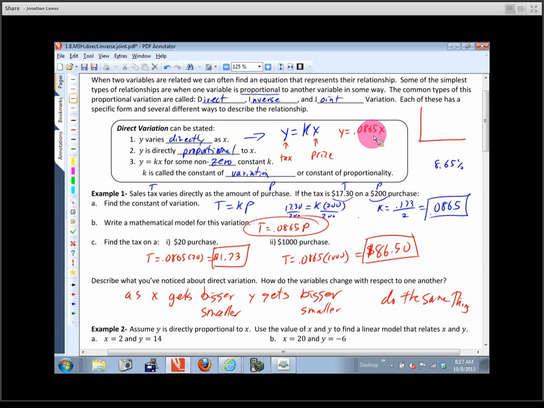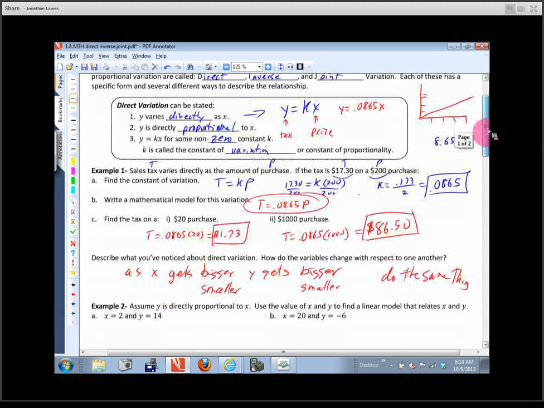So stop and think about that. They both do the same thing. They get bigger and smaller together. So if this was 0, 0 times whatever this constant is would be 0. So they're always going to go through 0, 0. And then this one's going to get bigger the bigger the purchase price is. So we're not going to have two different lines here. We just have the larger the purchase price, the larger the tax would be. Does that make sense? Okay, good question. Anything else there?